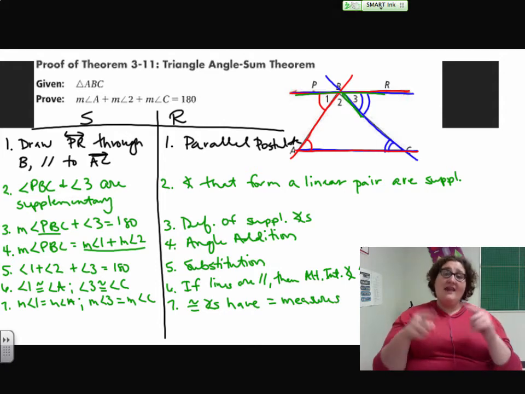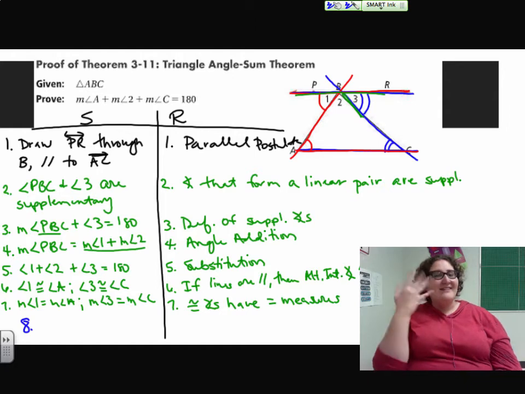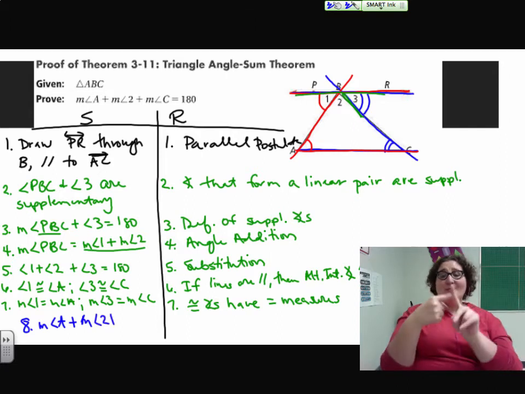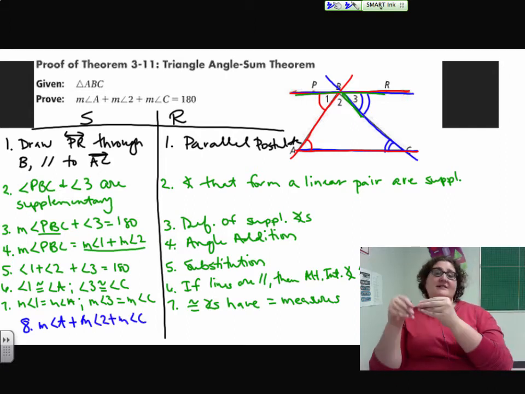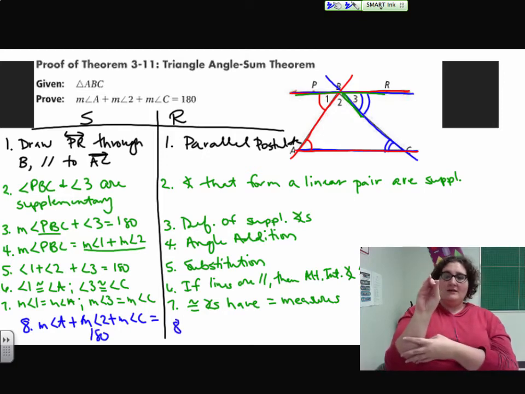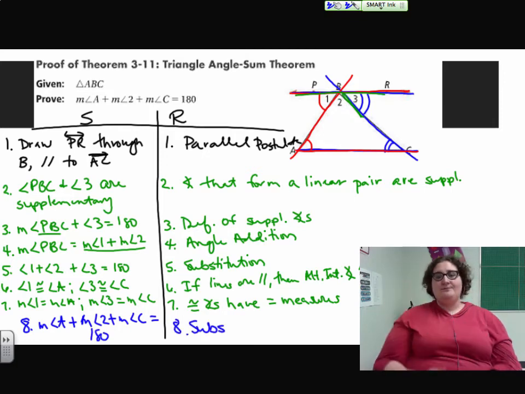And then we can finally say, I bet you thought we'd never get here, the measure of angle A plus the measure of angle 2 plus the measure of angle C equals 180 by substitution.